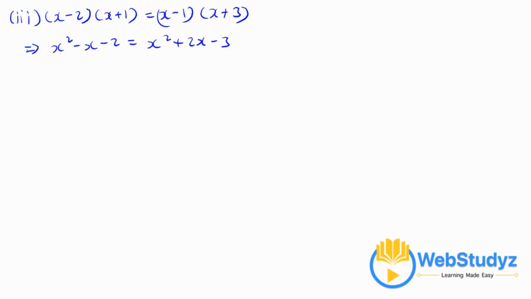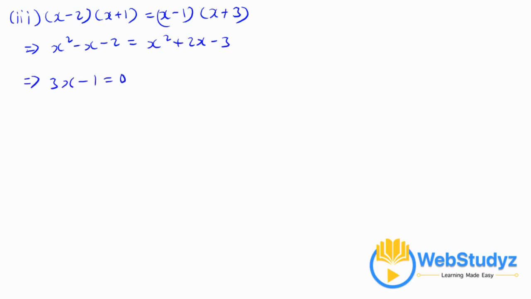Move on to the third equation, which is (x − 2)(x + 1) = (x − 1)(x + 3). Now solving this we get x² − x − 2 = x² + 2x − 3. Solving this we get 3x − 1 = 0.